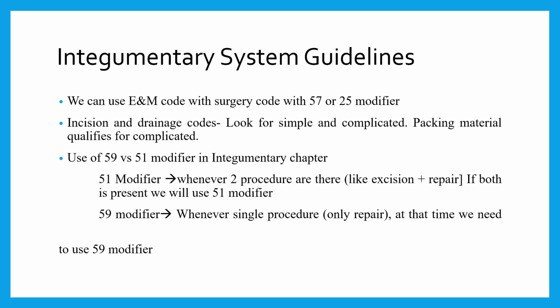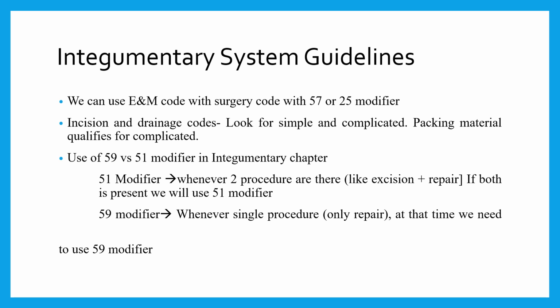So first, we can use E&M code with surgery code with 57 or 25 modifier. Incision and drainage codes, look for simple and complicated. Whenever you are doing an incision and drainage case, you should look for simple or complicated. Packing material qualifies for complicated. So only when the incision and drainage is complicated will the packing material be qualified. For simple, the packing material will not be used.